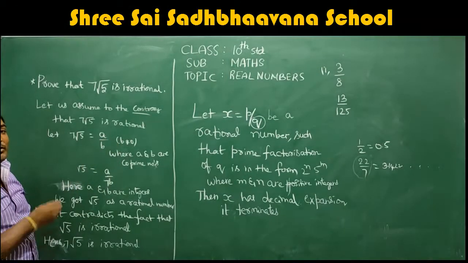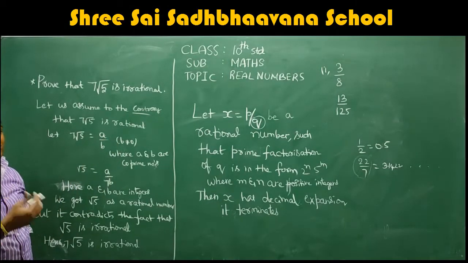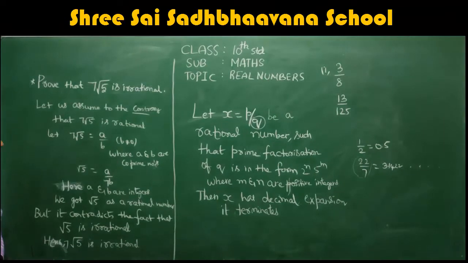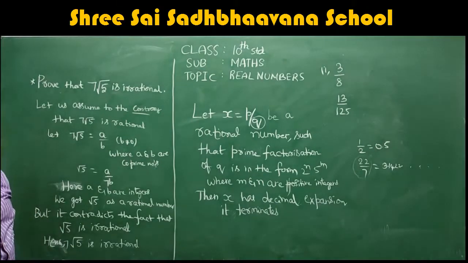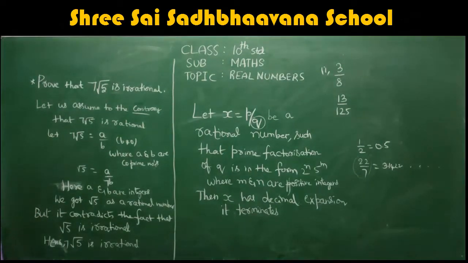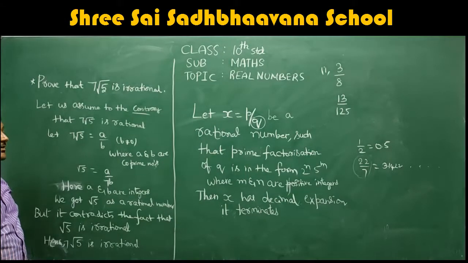If b is equal to 0, this number will become not defined or infinite. Also, I am assuming that a and b are co-prime numbers. Co-prime numbers means which are not the prime numbers. Okay? Sorry, which are prime numbers. And what are prime numbers? They have only 1 and the number itself as factors. Other than that, they will not have any factor.